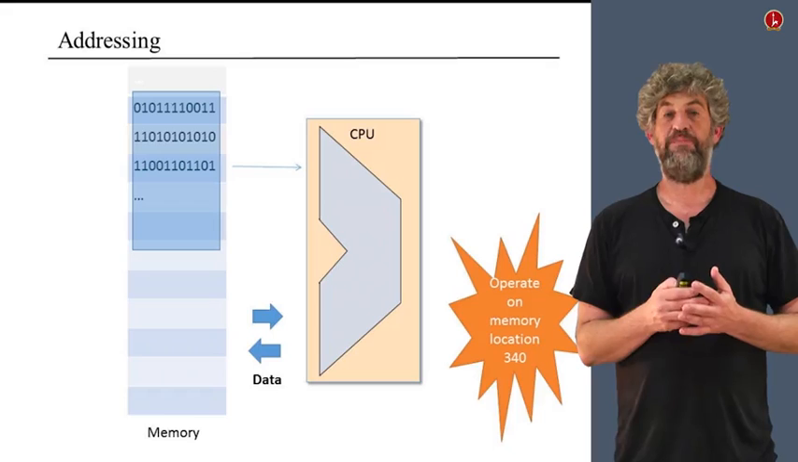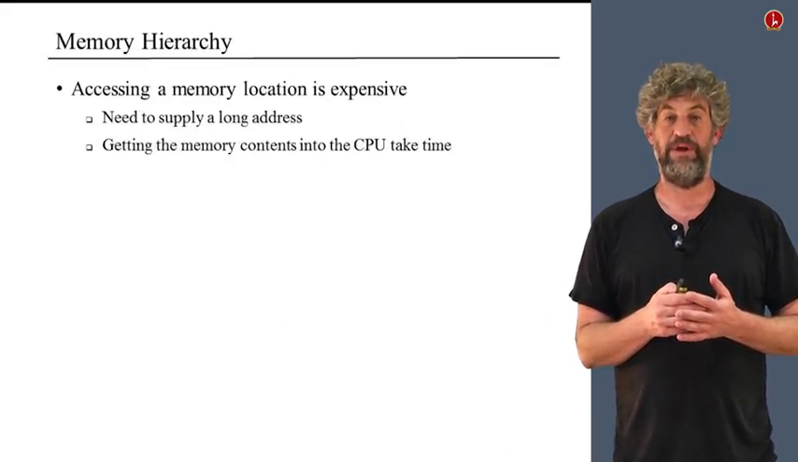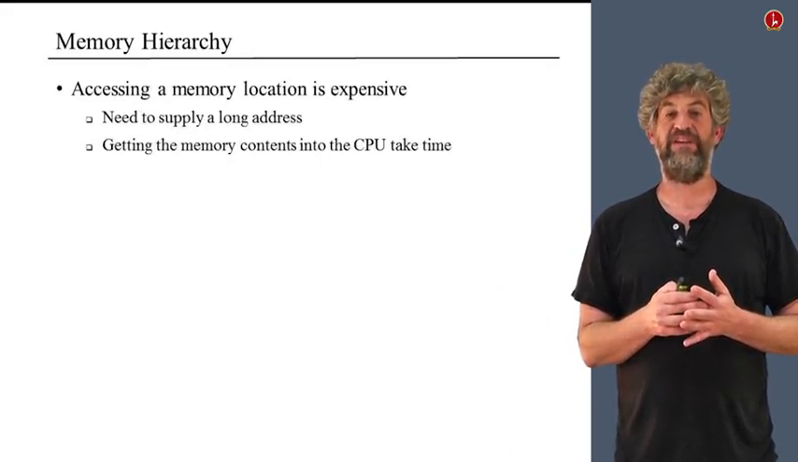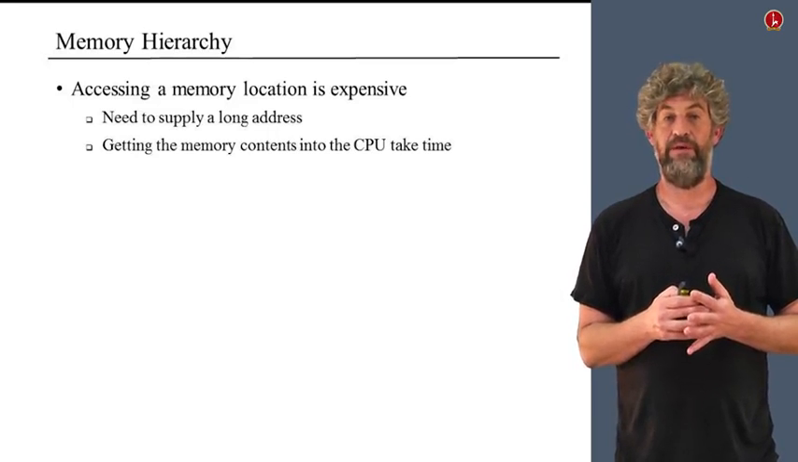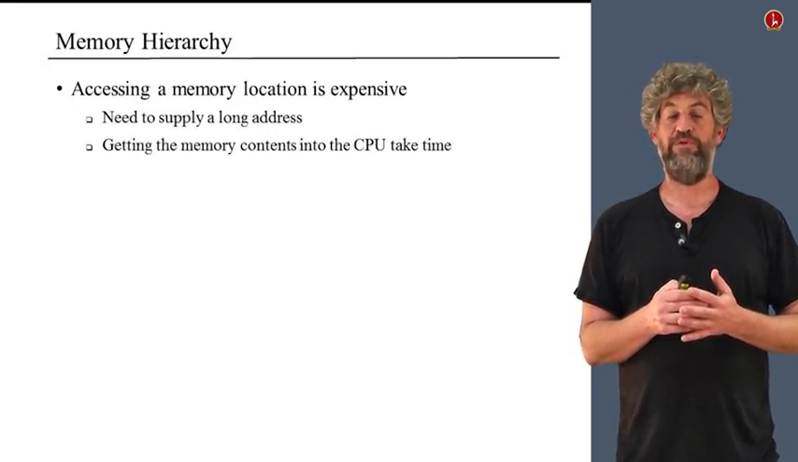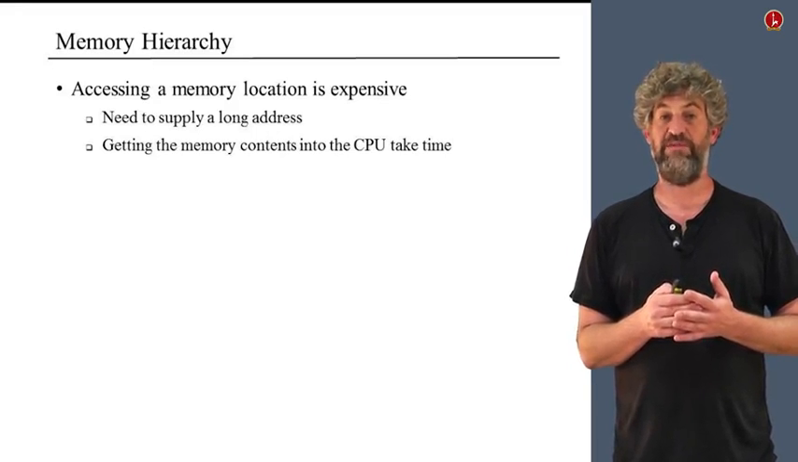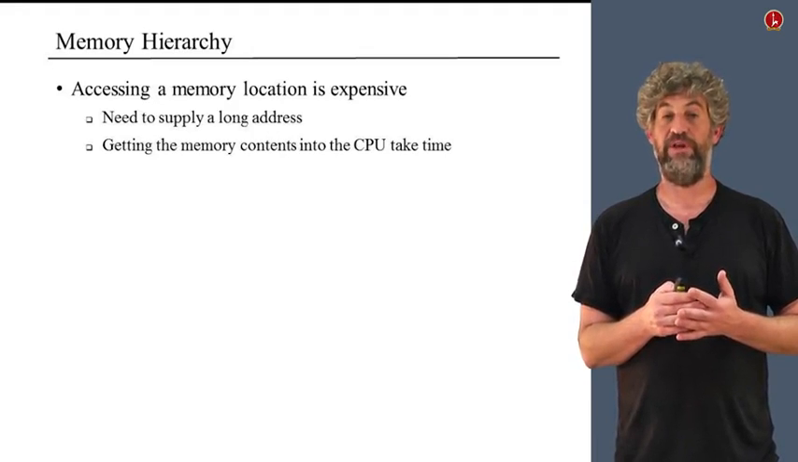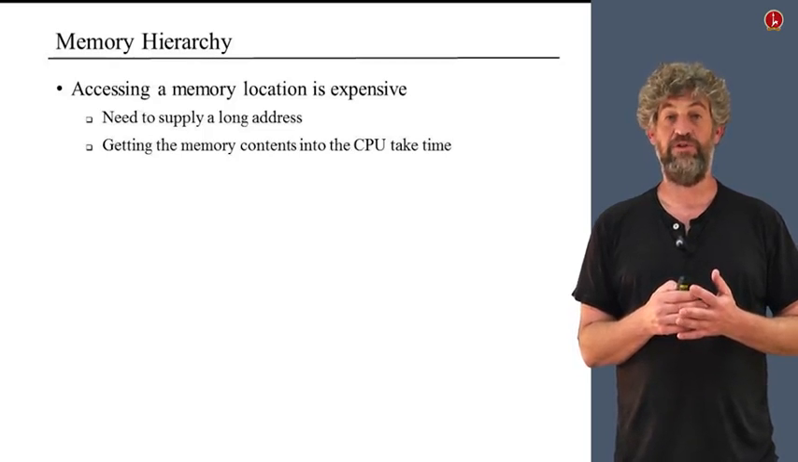The basic problem that we have here is that what we're going to work on resides in memory. And accessing memory is an expensive operation. It's expensive in at least two related points of view. First of all, if you have a large memory, specifying what part of the memory you want to operate on requires many bits to specify, because you need to give an address in a very large memory. And that's going to be wasteful in terms of the instruction.